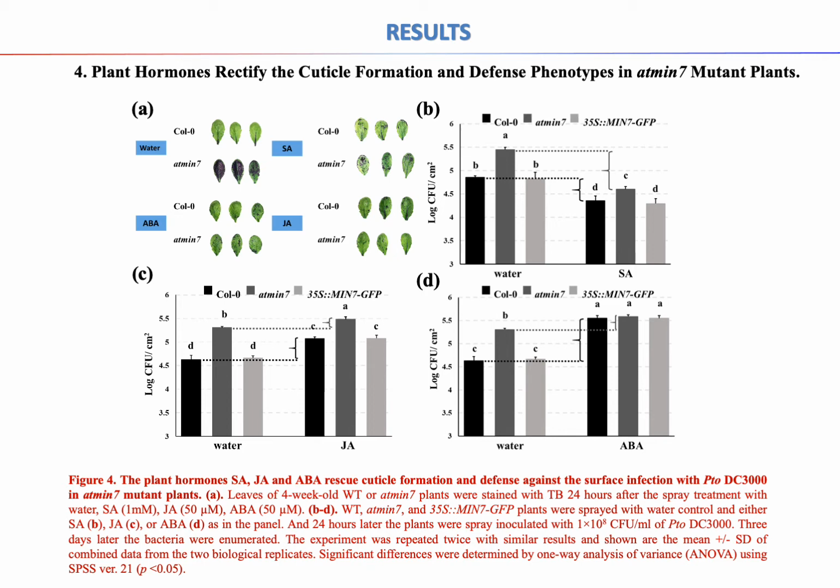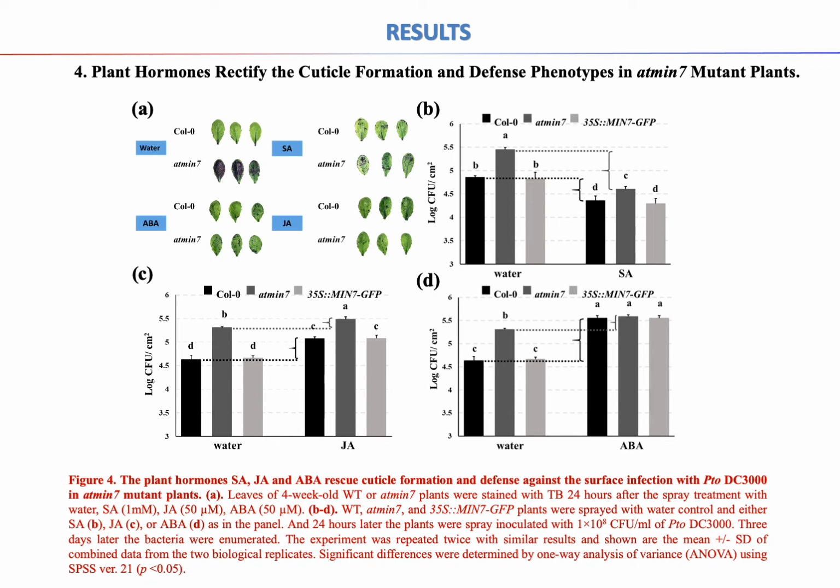Plant hormones regulate plant growth and development processes. Previous studies highlighted the possibility that plant hormones influence cuticle formation. Here, mutant plants and wild-type plants were sprayed with different hormones. Only SA, JA and ABA could restore the resistance to TB staining in the AtMIN7 mutant, indicating SA, JA and ABA could rescue the cuticle formation.